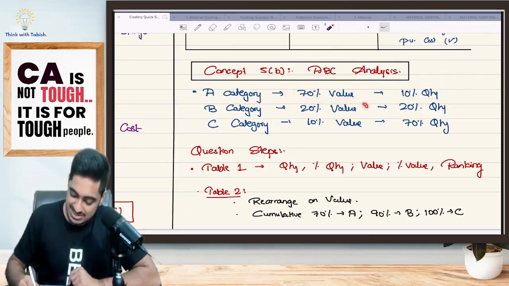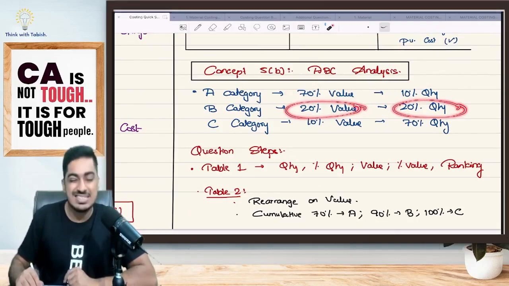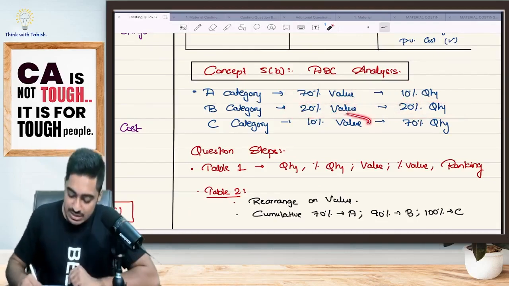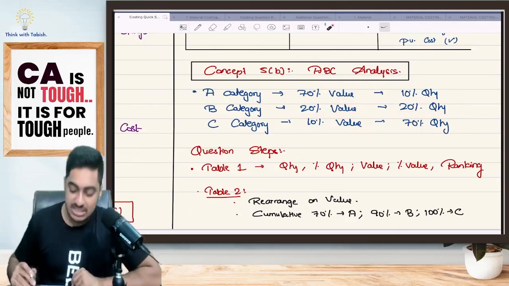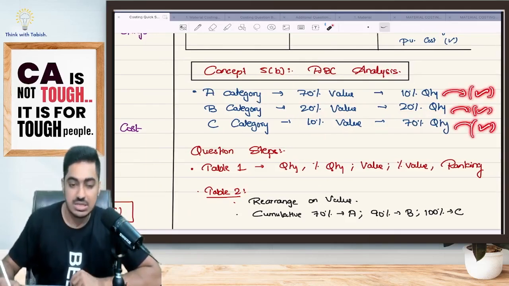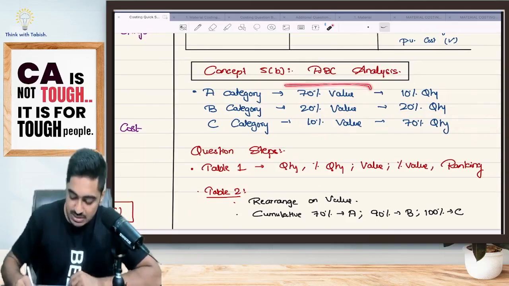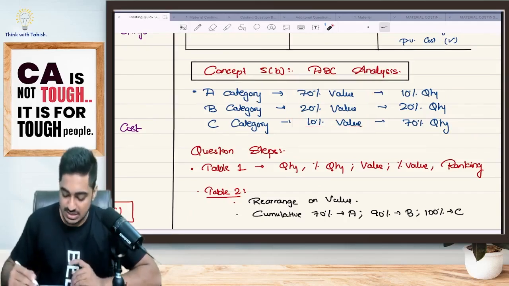B category means medium value, 20% of value, 20% of quantity. C category, very less value, that is only 10% value. But in terms of quantity, too much quantity is there. Which items will I have to focus on more? I'll have to give first priority to A, second priority to B, third priority to C. Is this clear, everyone? Just remember the numbers 70, 20, 10. A category 70, B category 20, C category 10.